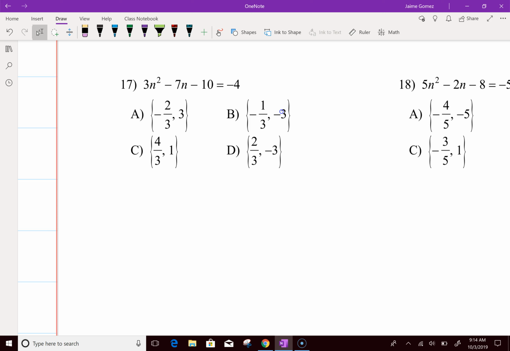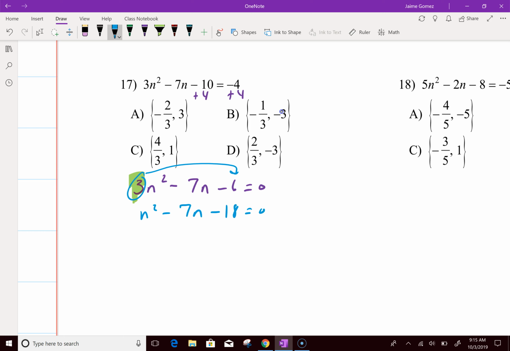Number 17 is the exact same way here. You want it to be equal to 0, so then you're going to add 4. So this would be 3n squared minus 7n, and then negative 10 plus 4 is negative 6. Now I can't take out a 3 from anything. I can't take out a 3 from the 7, so then I have to just multiply the first times the last. n squared minus 7n minus 18 equal to 0.